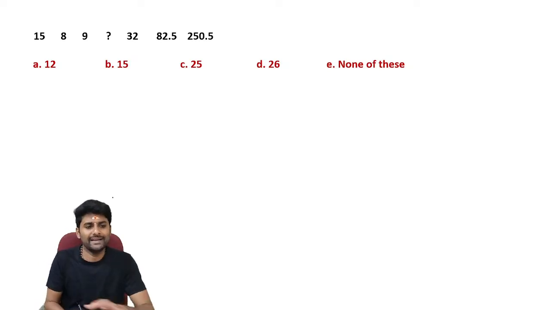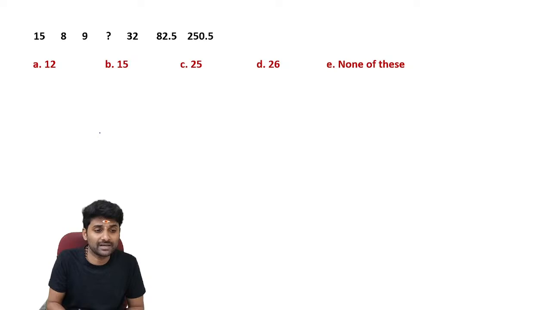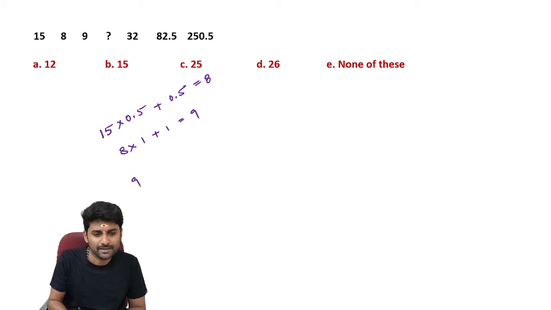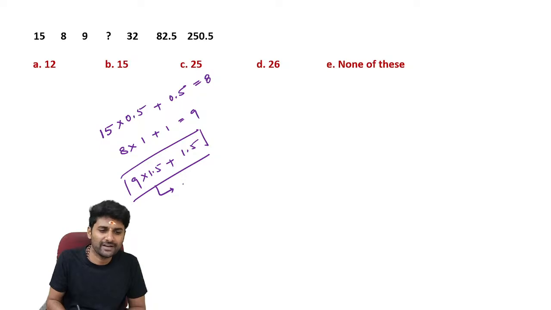Now see how 18 become, sorry, 15 become 8 means 15 is multiplied with a 0.5 times. So it's exactly 7.5. Add 0.5 units, it becomes 8. 8 into 1 plus 1 is equal to 9. Now 9 into 1.5 plus 1.5. So let's go through this calculation. 9 into 1.5 is 13.5 plus 1.5 is equal to 15.